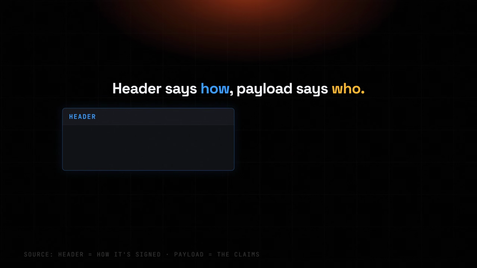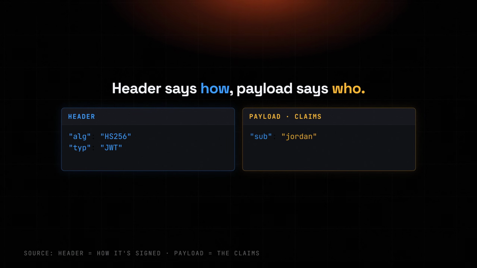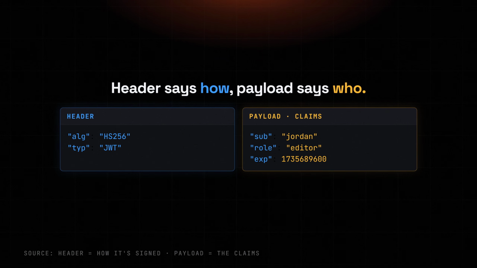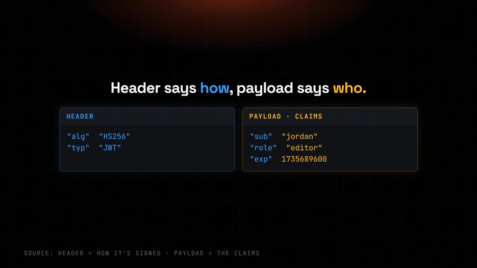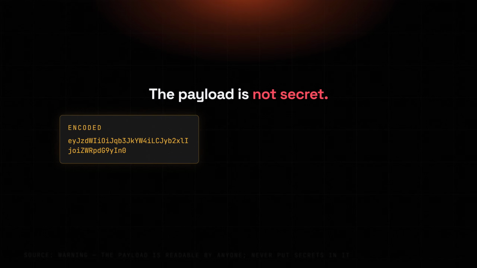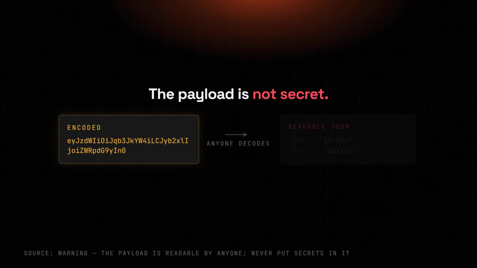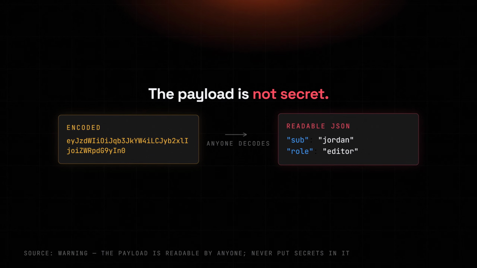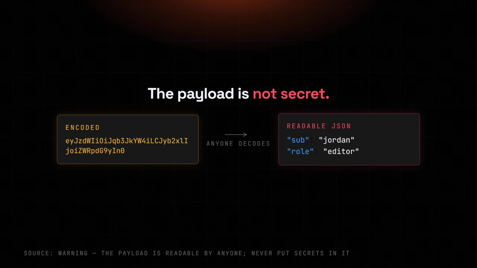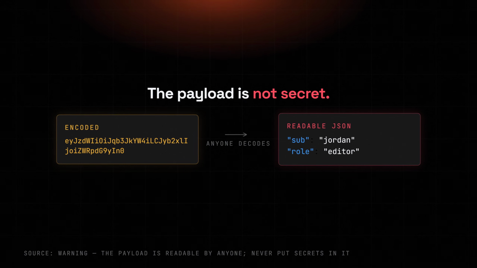The header describes how the token is signed, the algorithm, something like HS256 or RS256. The payload holds the claims, who you are, maybe what you are allowed to do, and critically, when this token expires. Now the warning that trips up team after team. The payload is not secret. Anyone can paste a JWT into a free online viewer and read every claim in plain text. So never ever put a password, an API key, or any secret inside it.